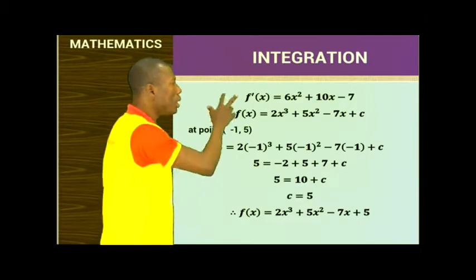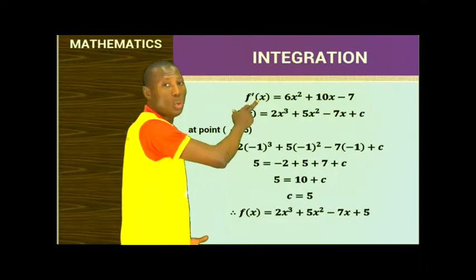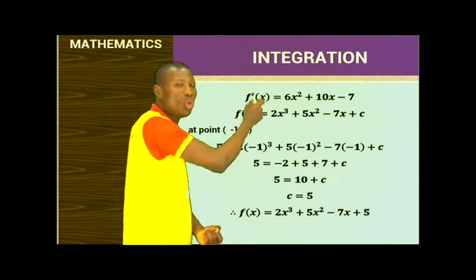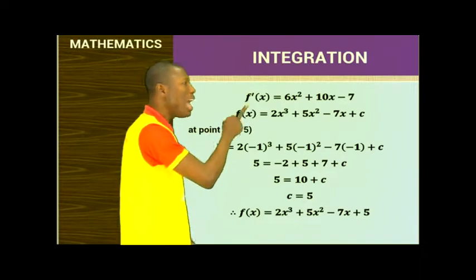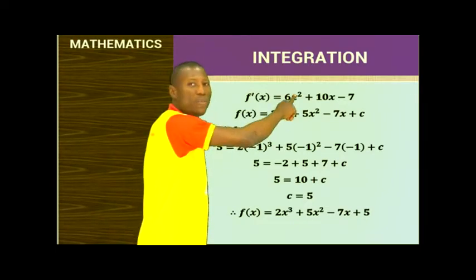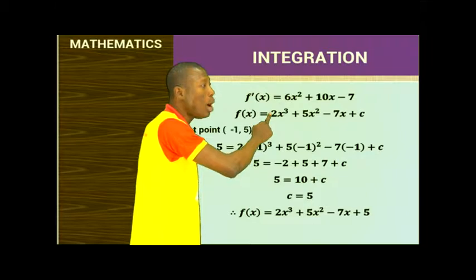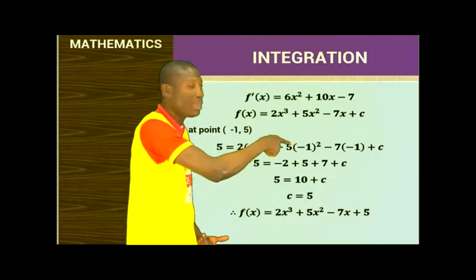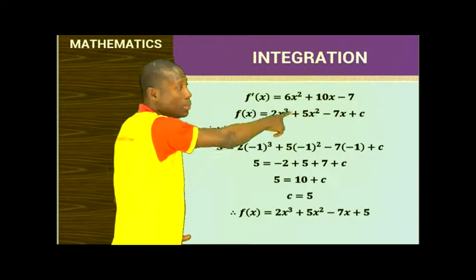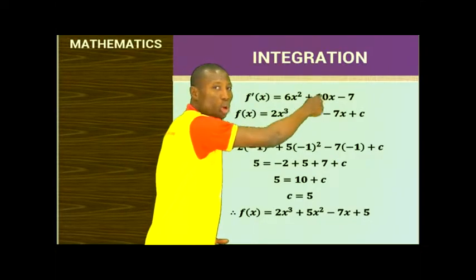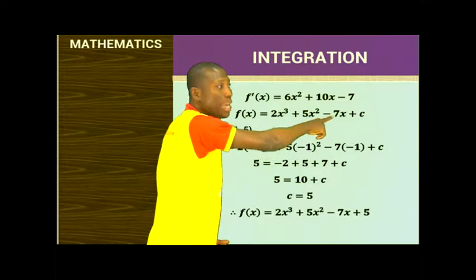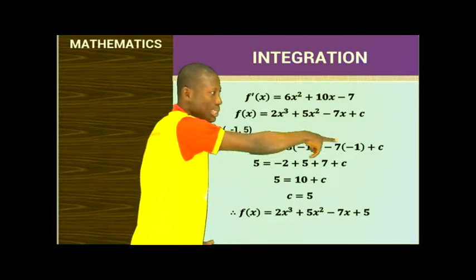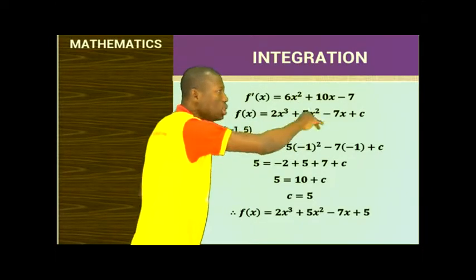In this solution, I tell you that this is equivalent to dy/dx, or the gradient of a particular function. Do we want to get the original function? Now, f of x, I integrated this function. So I have 6x raised to power 3 all over 3, which is equal to 2x raised to power 3, plus 10x raised to power 2 all over 2, equal to 5x raised to power 2, minus 7x plus c. Now, you know that this is the integration of this function.